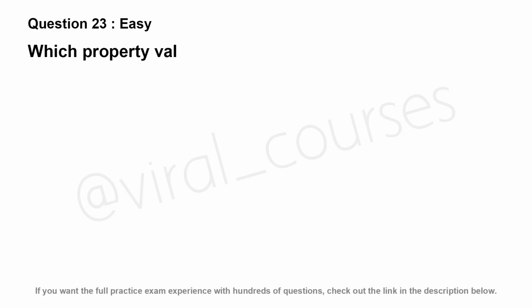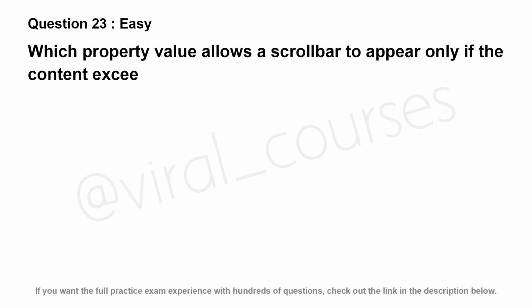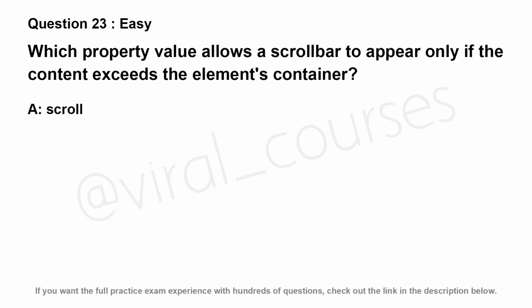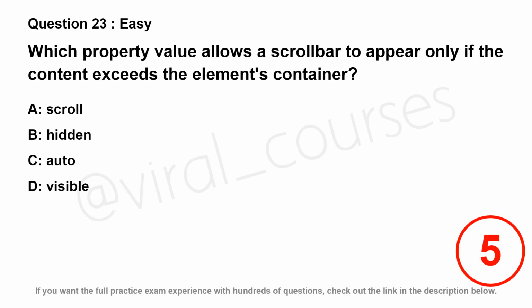Which property value allows a scrollbar to appear only if the content exceeds the element's container? Option A, scroll. Option B, hidden. Option C, auto. Option D, visible.